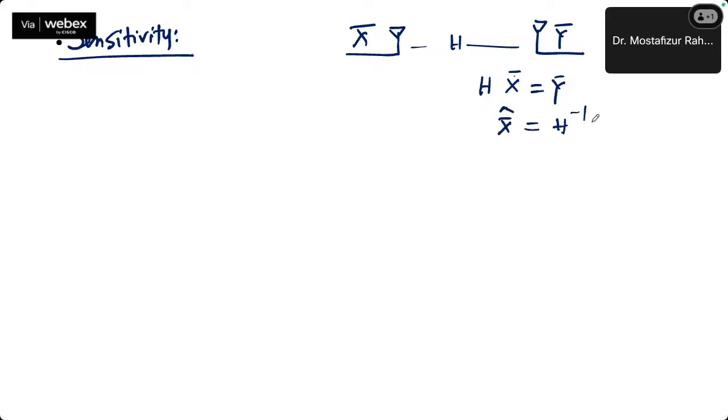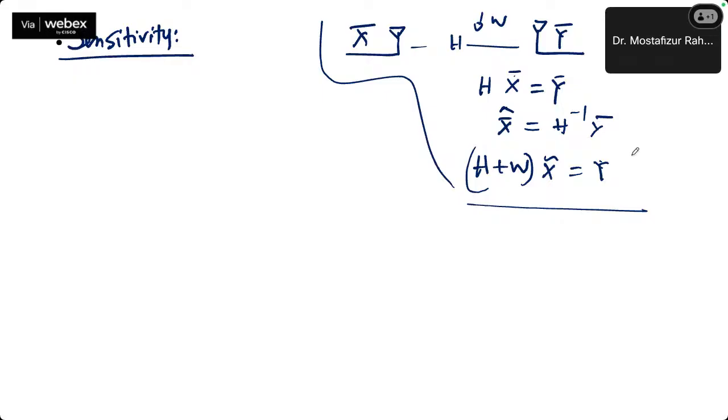That is H inverse Y. This is what you are interested in, right? But in the medium, there might be noise added to the system, either thermal noise or from the environment. The channel does some impairment. So suppose your equation is not this. Your equation is (H plus W) times some X tilde equals Y, right? And from this equation, you are trying to estimate the transmitted symbol, right? So these are real practical challenges.